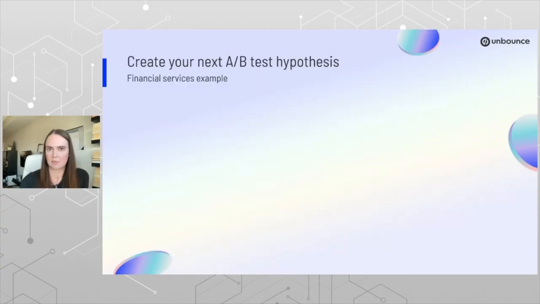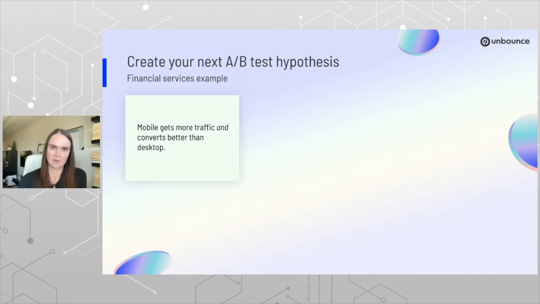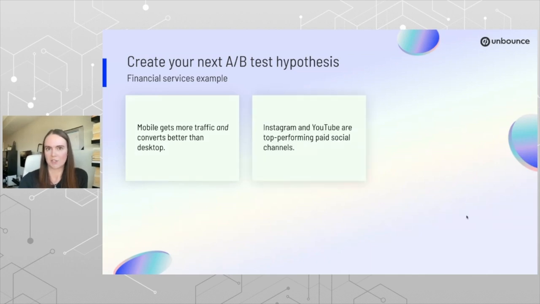So using an example, let's look at a few benchmarks in financial services, but you could easily use your own data to guide or validate this. So first, we see that 79% of all landing page traffic in this industry comes from mobile and converts 11.2% better than desktop. So we already know that mobile is a really great device type for this industry. Second, we know that the top two paid social channels for financial services were Instagram with a 15.5% conversion rate and YouTube with a 10.8% conversion rate. And these channels are more visually driven and mobile first.